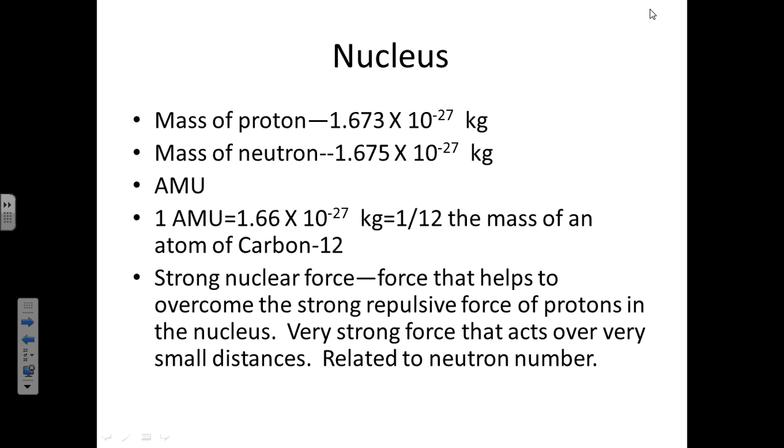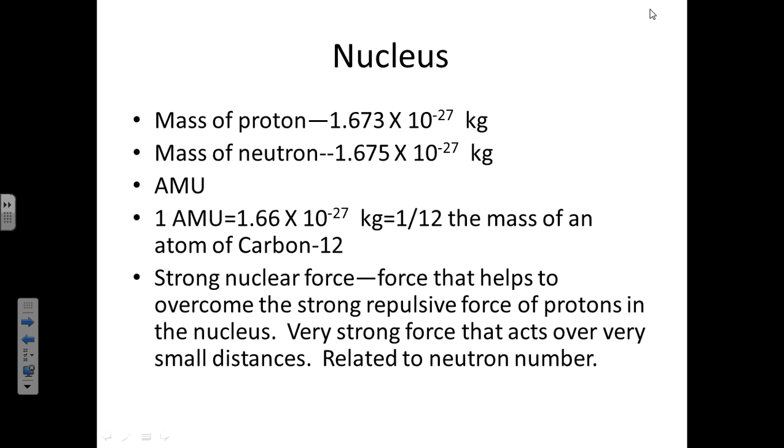Also remember that the mass of a proton and the mass of a neutron are essentially the same. Small difference, but the difference is not out until like the 27th place, so they're essentially the same. Sometimes we'll call that mass 1 AMU. The mass of a proton or a neutron.